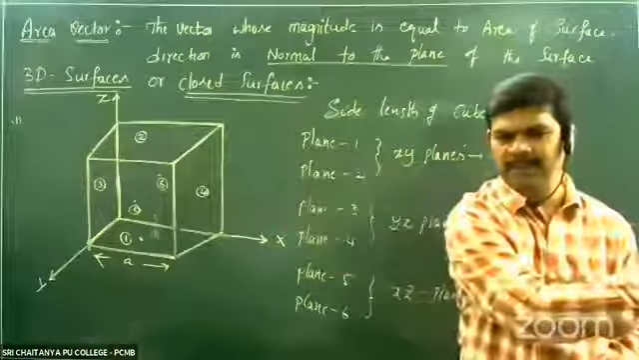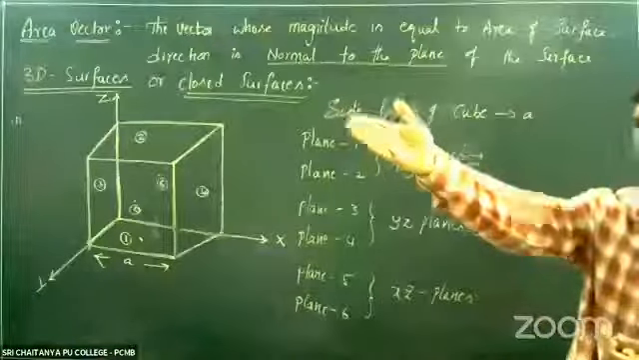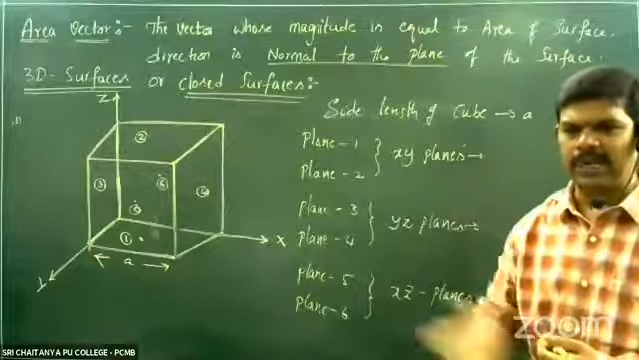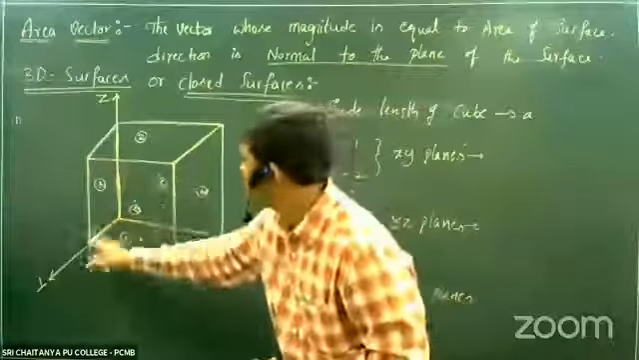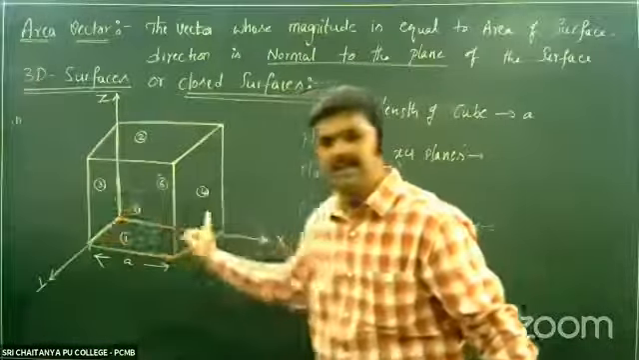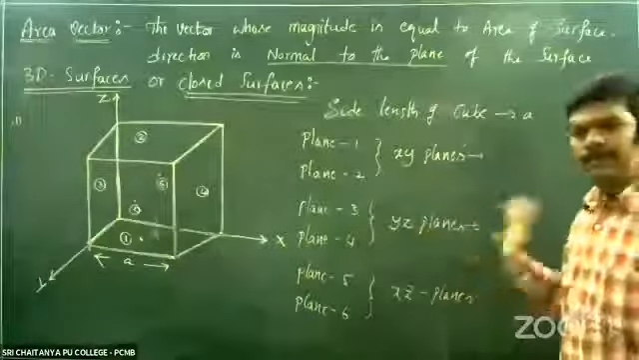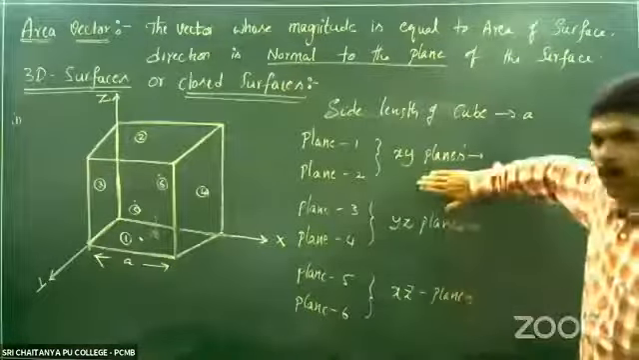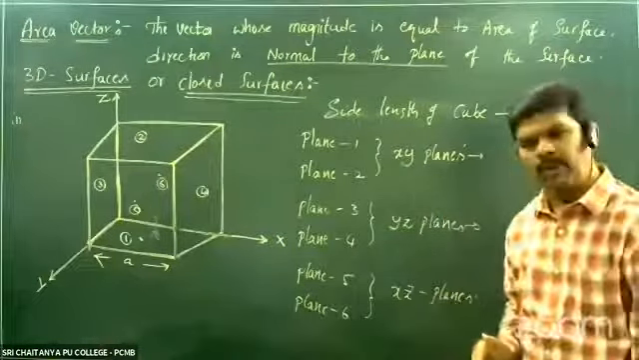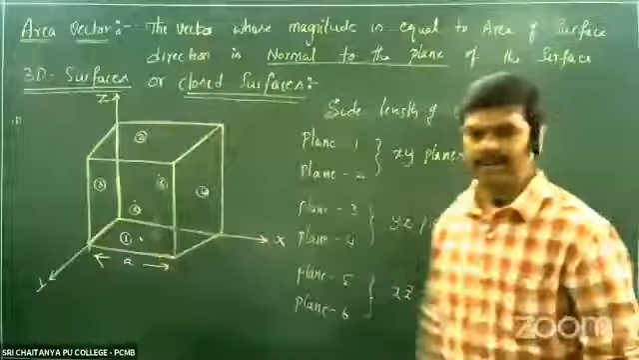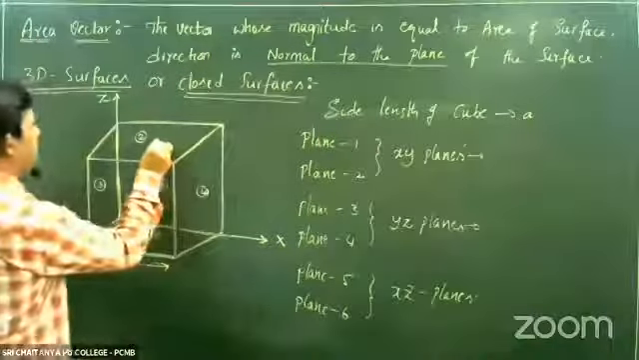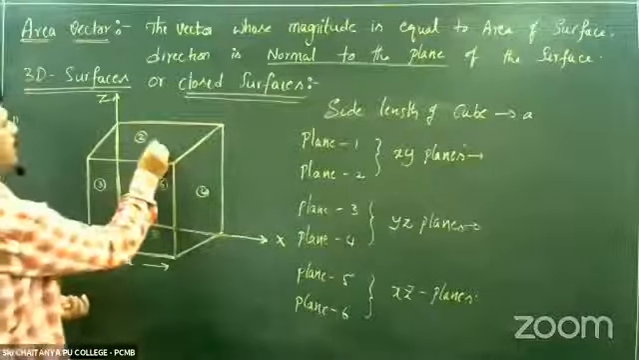That plane and this plane, the side planes, are formed by the y and z axes, right? So they are YZ planes. And the remaining ones, which are parallel to each other, are formed by what and what? X and Z. XZ planes. My question is, what is the area vector and its direction?